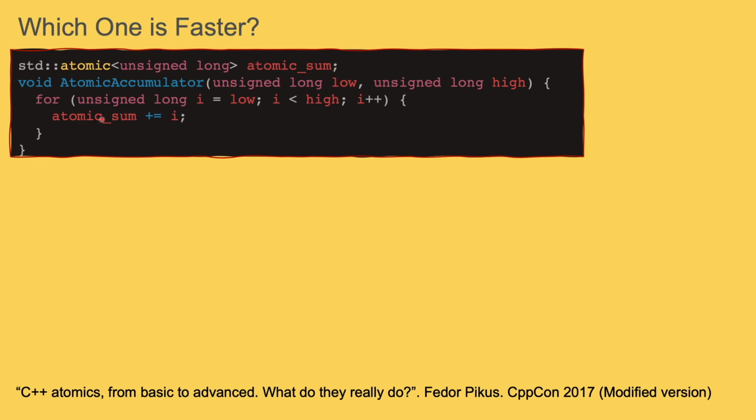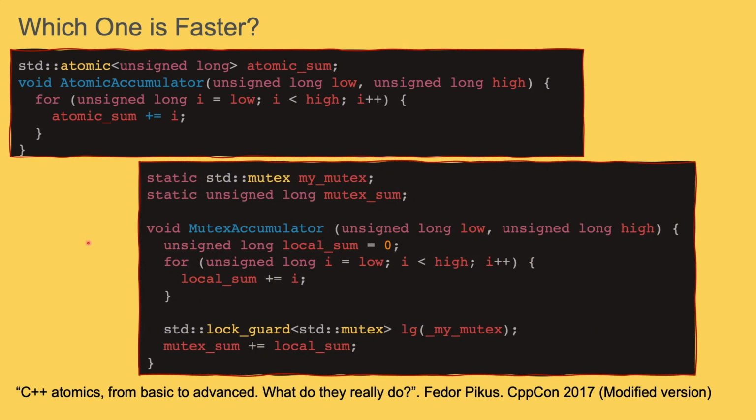Now, an alternative to this is to use a mutex. So to this function, you still pass low and high, you count from low to high, and then you store the count in a local variable. Once the count from low to high is done, you write it in a global variable. The global variable is not atomic anymore, but instead is protected by a mutex. So still, there's no race, and the result of this code is equivalent to the result of this code. They both generate correct results.